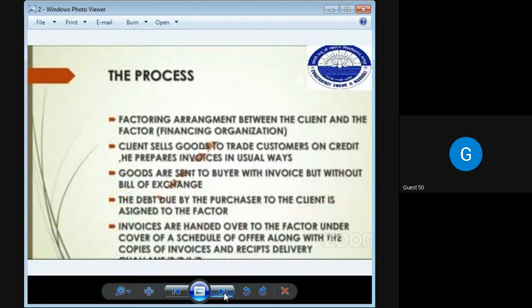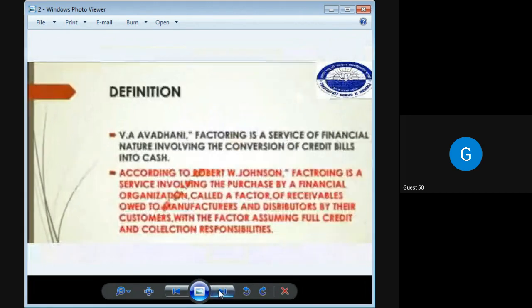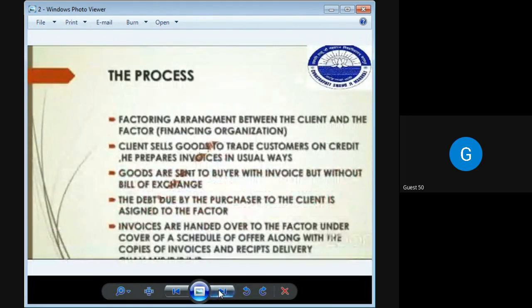Now, what is the process of factoring? Factoring is an arrangement between the client and the factor, that is, the financial organization. You can see here, factoring is an arrangement between the customer and the agent. Okay, who is the customer? The seller. And again, at the time of the payment, who is the customer? The buyer. Okay, so it is an arrangement. The first step is the factoring arrangement between the client and the factor.